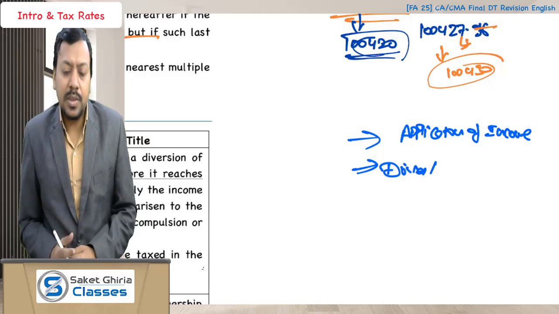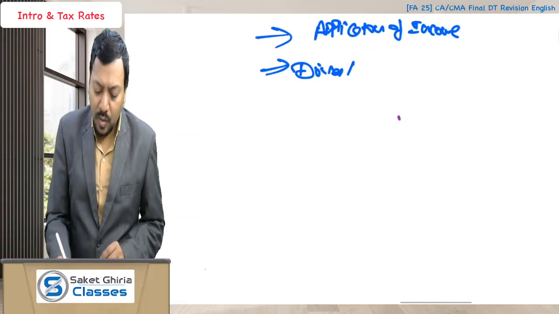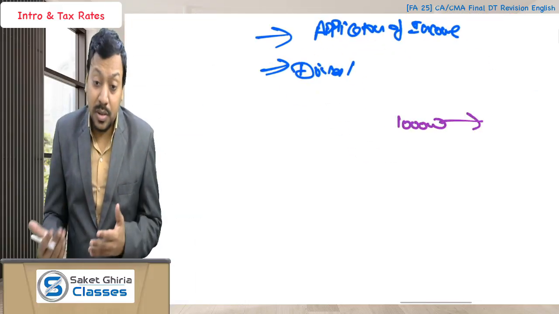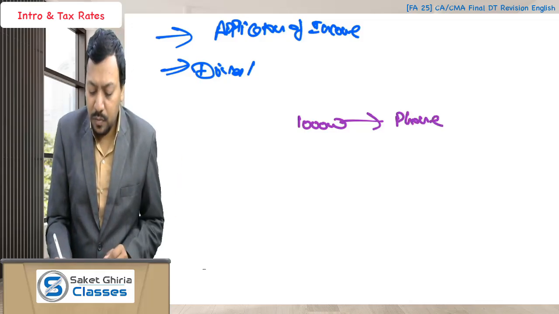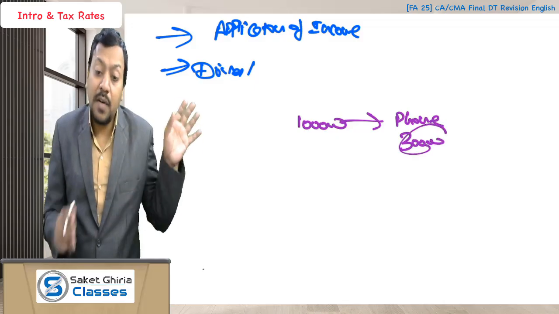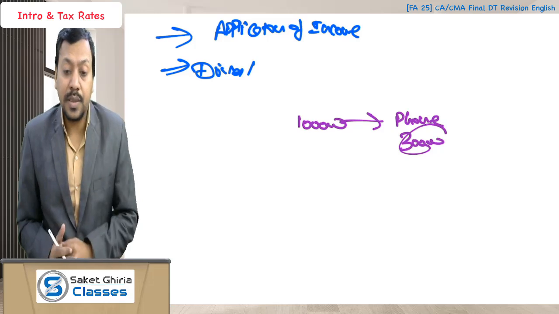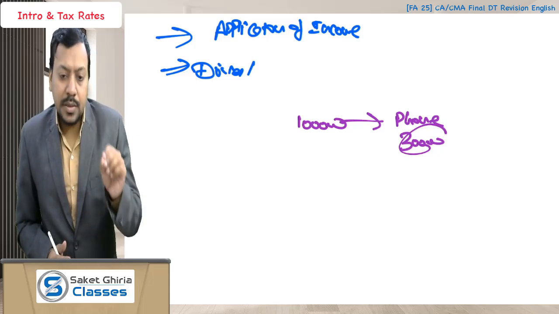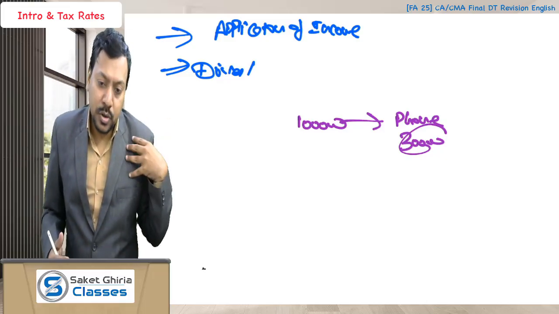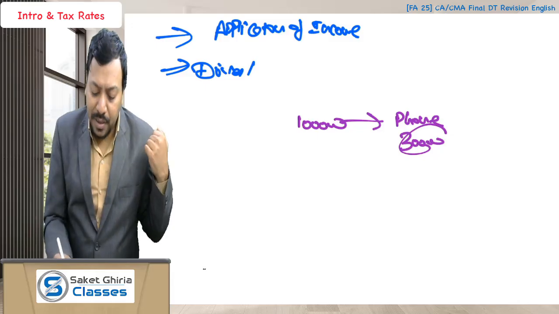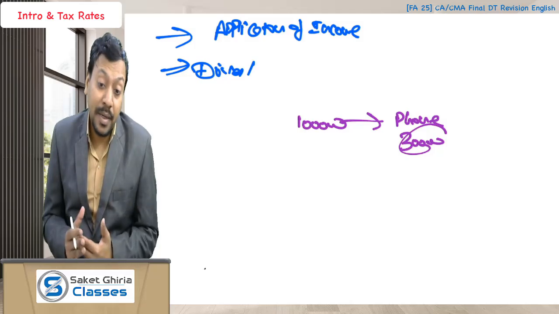What does application of income mean? Let's say I have got a salary of rupees 1 lakh, and out of that salary, I have purchased a phone for rupees 30,000. So I have applied this income. So this is the application of income. Once any income arises to me, how I am applying that money does not affect my income tax liability.